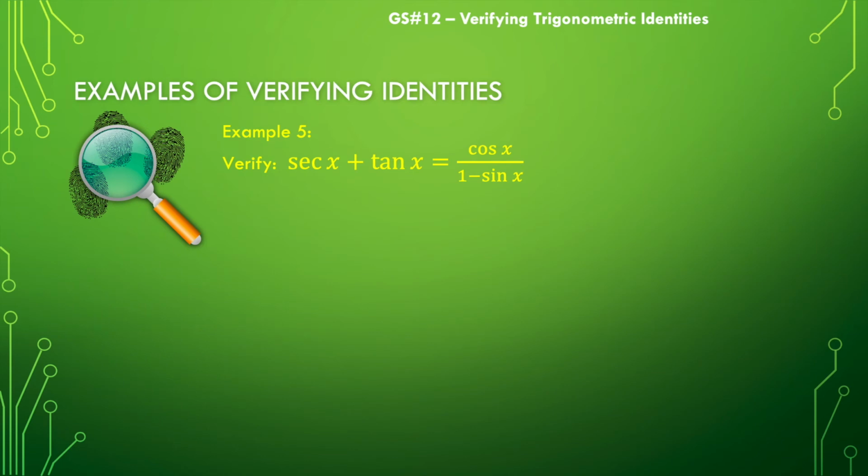All right, next example. Secant of x plus tangent of x is equal to cosine of x divided by 1 minus sine of x. All right, how do you want to tackle this one? Okay, as I'm looking at this, I'm noticing a fraction which seems a little more complicated than these two terms just added together. So let's think about how we might be able to tackle this.